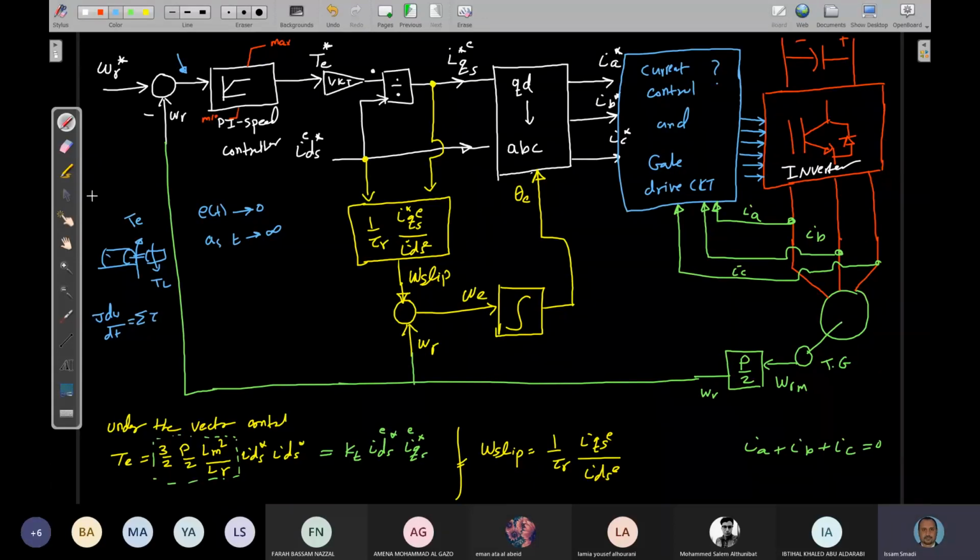So if I need to go from speed A to speed B, either I need to increase the torque if I'm going from lower speed to higher speed, or I need to reduce the torque if I need to decelerate. Yes or no? So simply this means that the output of the speed control will give a command either to increase the torque or to reduce the torque. So there's a relation between the output of the speed control and the reference torque.